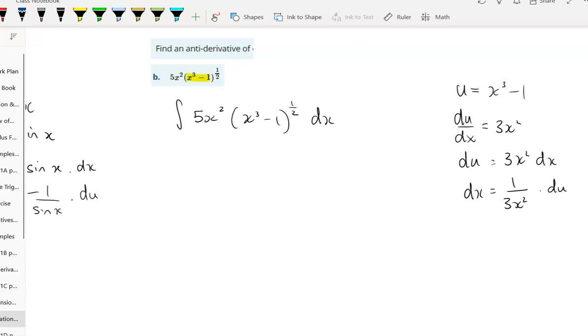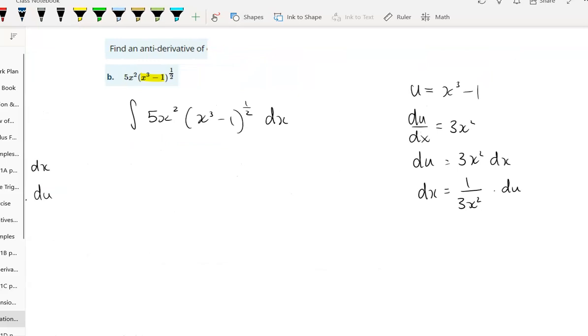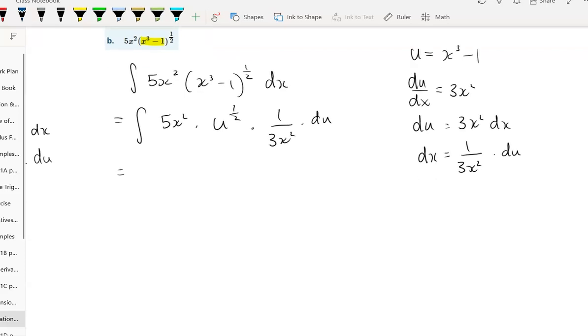You'll notice that we've got a fraction in our dx, as we did in the other example. That's because we want to get rid of the 5x squared. By having a fraction, that's going to help us do that. Technically, we want to get rid of the x squared part, more specifically. So I'll just write down what we've got: 5x squared multiplied by u to the power of a half, multiplied by dx, which is equal to 1 on 3x squared times du. What we see now is the x squareds cancel, which is what we want to happen. We're left with 5 over 3, which we'll take out the front because it's a constant, integral of u to the half times du.